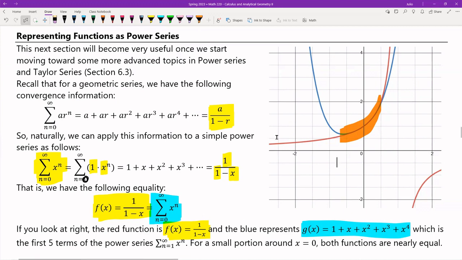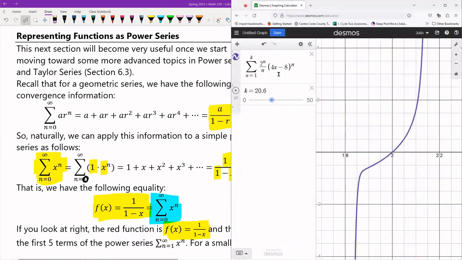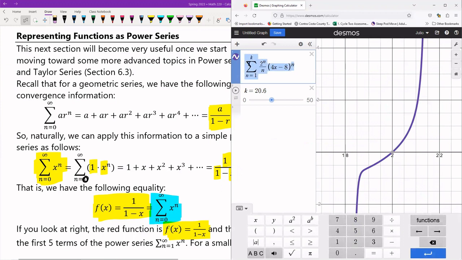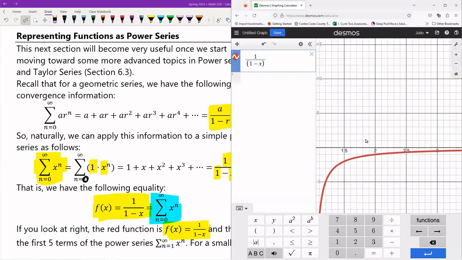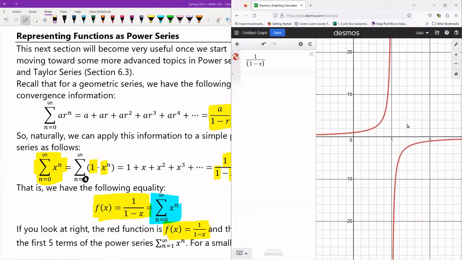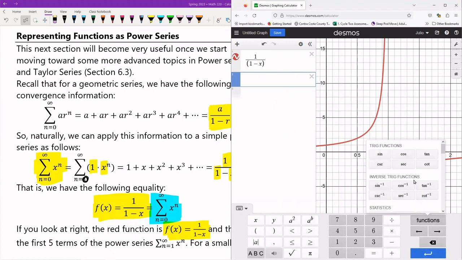Now, this really doesn't do it too much justice. So what I'm going to do is I'm going to bring back Desmos. I'm going to show you guys what I'm talking about. So I'm going to clear this out and clear this out. And I'll put in the two functions. I'm going to put 1 divided by 1 minus x. I'm going to zoom out so you guys can see what the graph is. Okay, there it is. And now I'm going to put in my power series. So I'm going to go to functions.